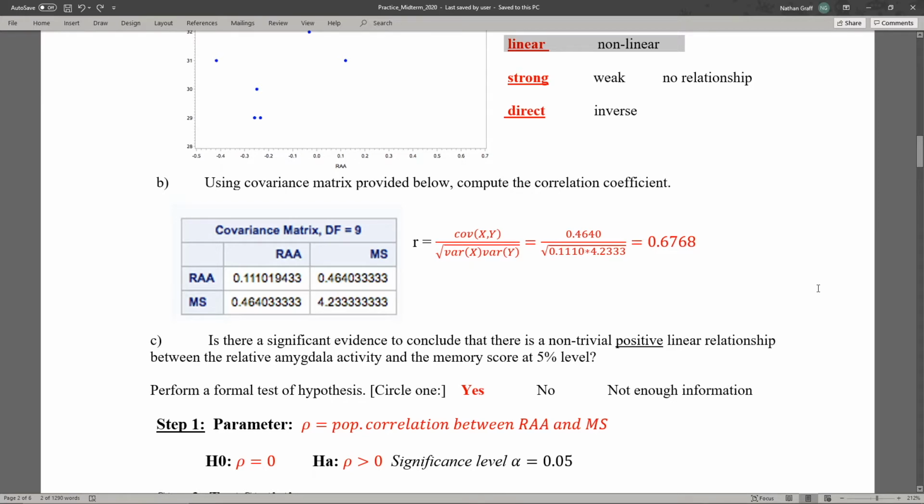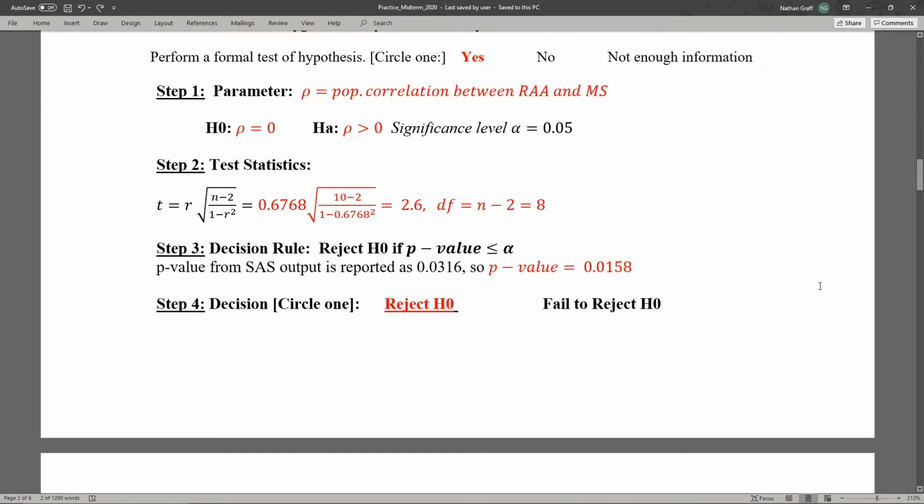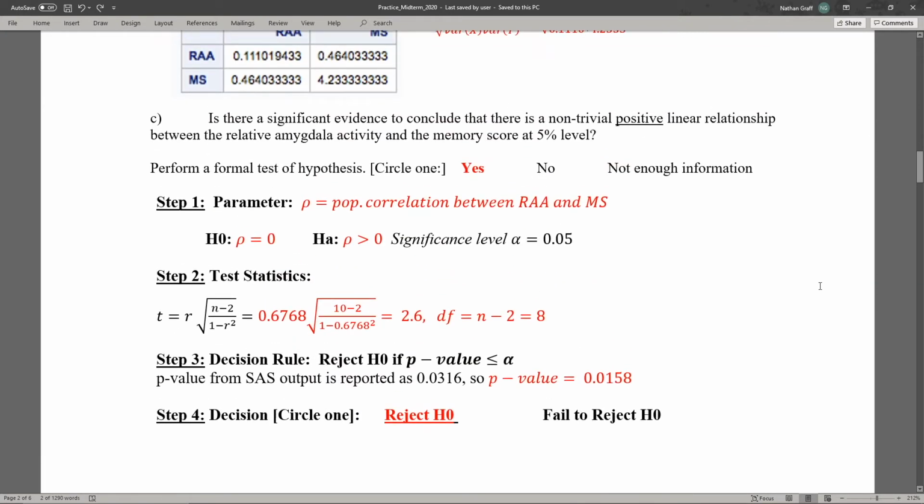Next, we can move on to the analysis of whether the two variables are correlated. Our first step is to define the parameter in the null and alternative hypotheses. To start, our parameter here is rho, which is the population correlation between RAA and MS. Then our null hypothesis is that rho is equal to 0, and the alternative is that rho is greater than 0. Then, since we're testing at the 5% significance level, we know that alpha is 0.05.